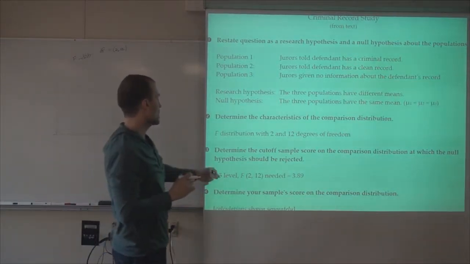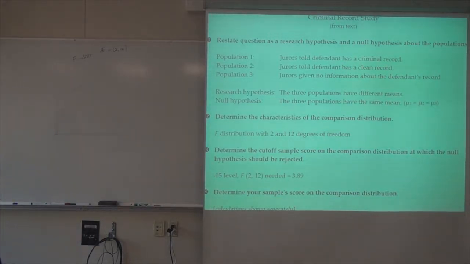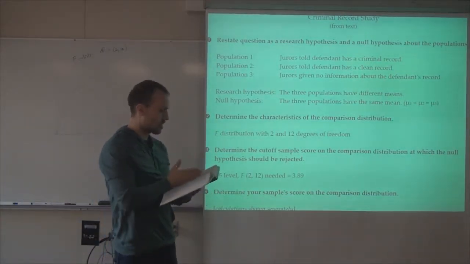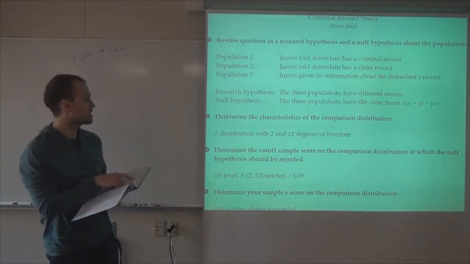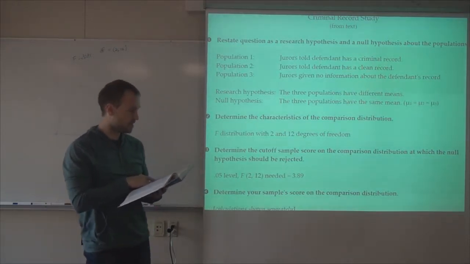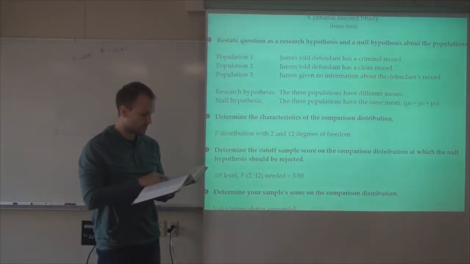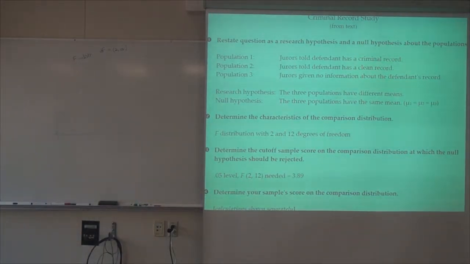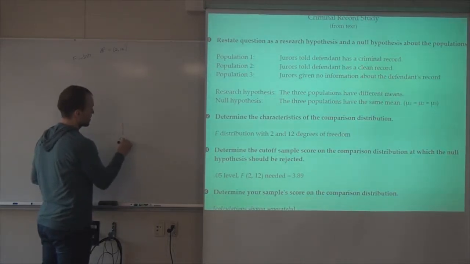Now, if we're going to decide on a 5% significance level, let's look in my table. I'm looking at the 2 column on page 678 for the numerator degrees of freedom, and the 12 row for the degrees of freedom in the denominator, and an alpha of 0.05 puts me at 3.89. 3.89 is my cutoff F score. F cutoff, 3.89.